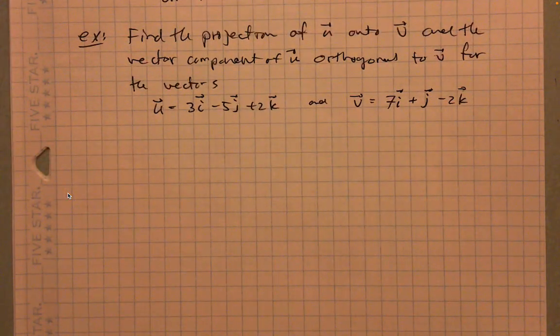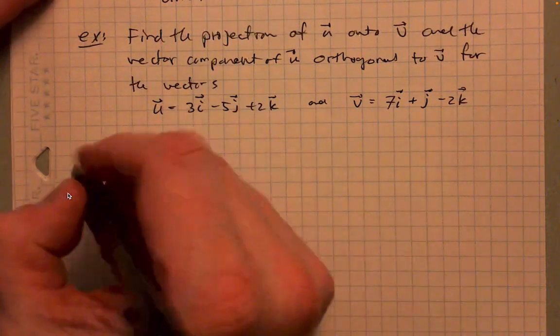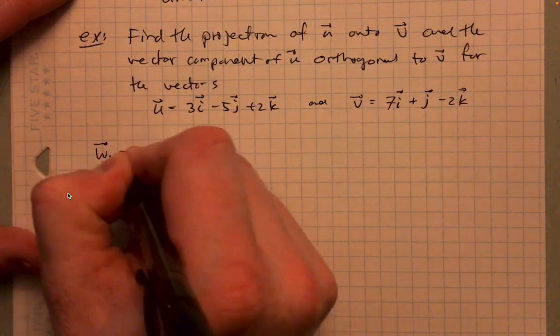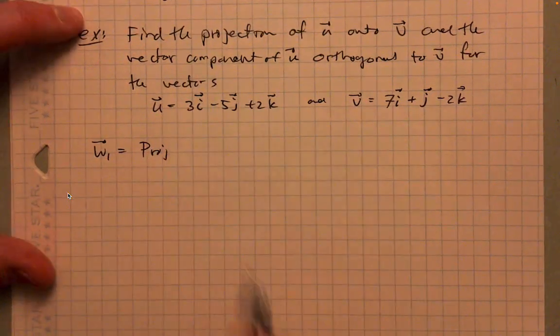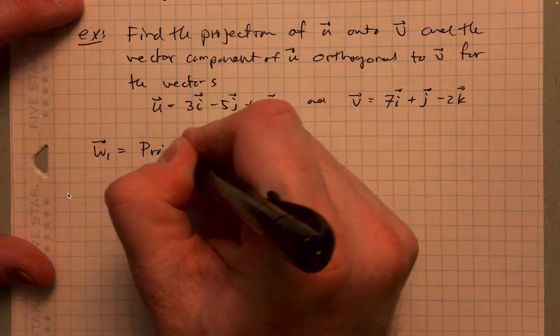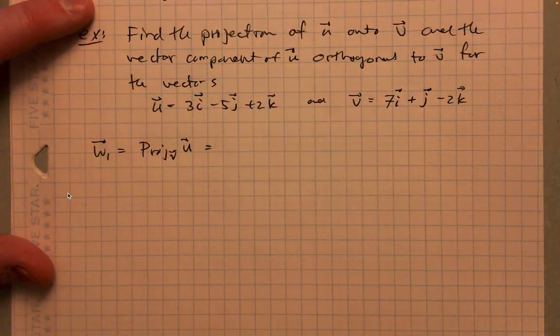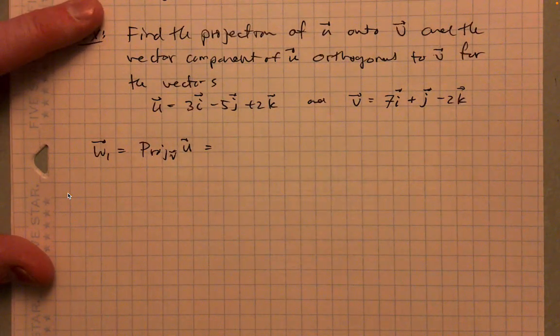All right, so we've got these two vectors. We want to find the projection of u onto v. We also want to find the vector component of u orthogonal to v, right? So we need w1 and we want w2. So w1 comes first if we're not told what it is. That's the projection of u down onto v. Right, we just saw how to do that.